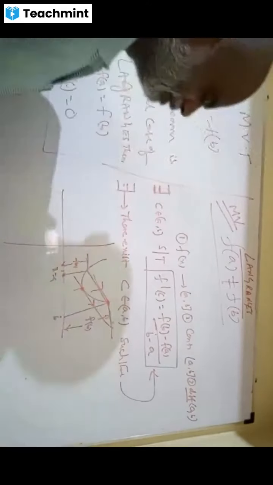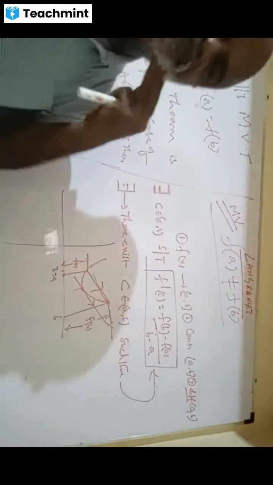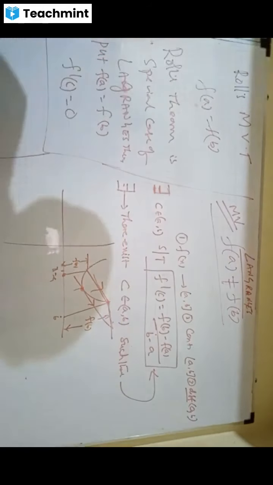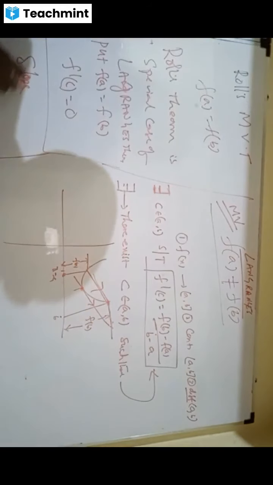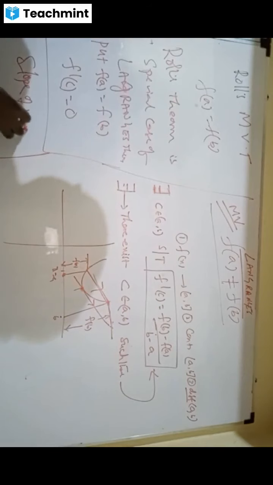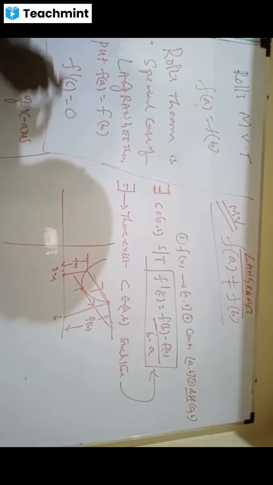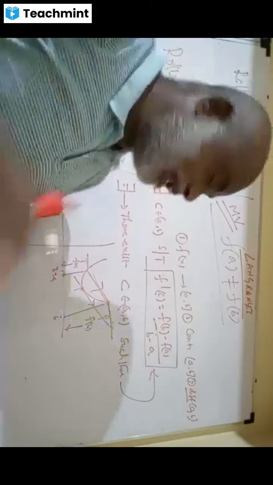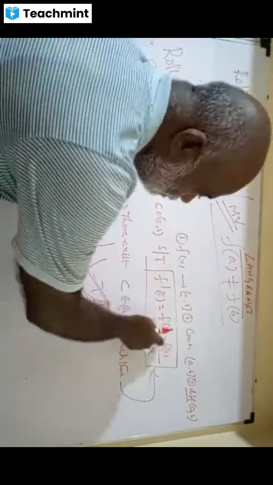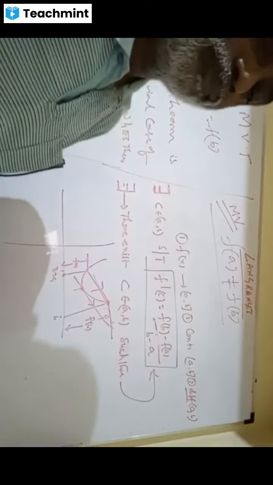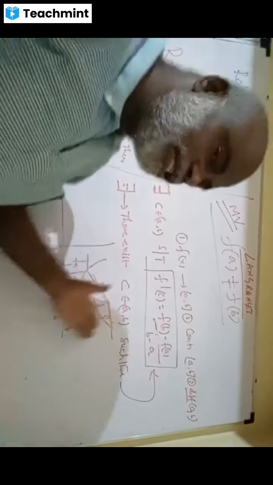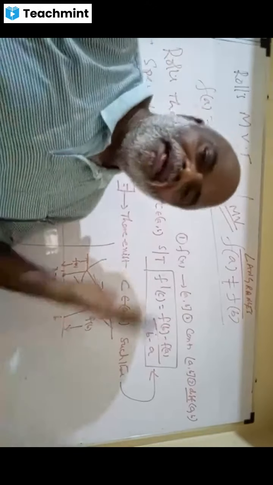Puriyappa? Here f dash. Yes, sir. The slope of the x-axis is 0, mark. In Rolle's theorem, f dash c equal to 0, mark. Slope is 0 in Rolle's theorem. But in Lagrange's theorem, slope is not 0, mark. Purida? The slope is not 0 means what? It is not parallel to the x-axis.